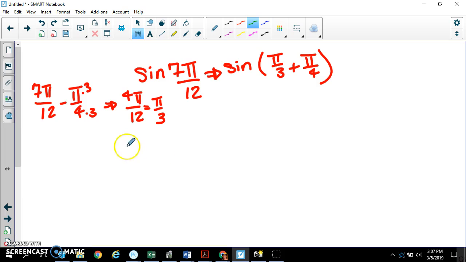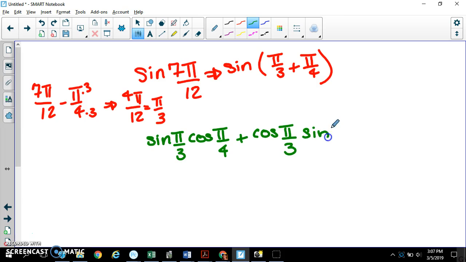All right. So putting this into the equation, I've got sine pi over 3 times cosine pi over 4 plus cosine pi over 3 times sine pi over 4.